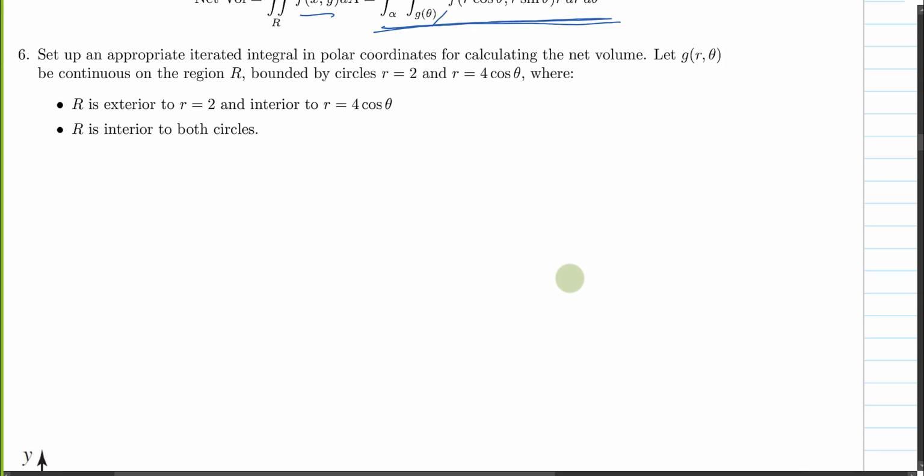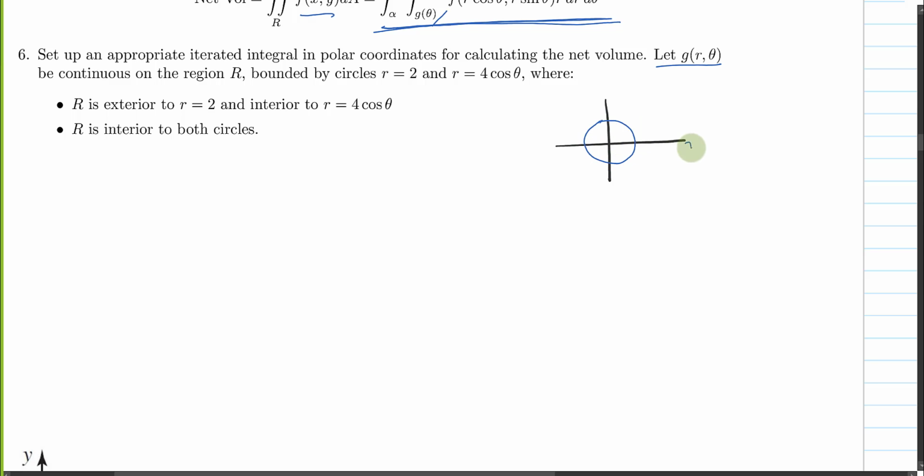So for number 6 here, we're asked to set up an appropriate iterated integral in polar coordinates for calculating the net volume for some g of r, theta. We're going to assume that it's continuous on our region, and what do we mean by our region? In both cases we're going to have the same curve, so let's go ahead and sketch both of these.